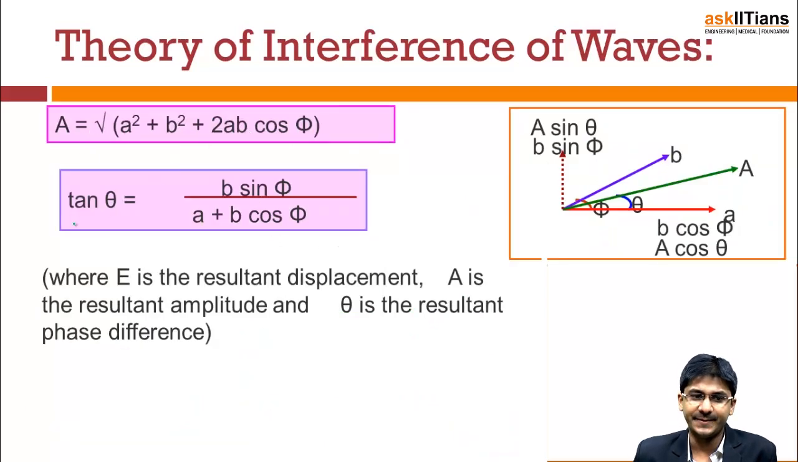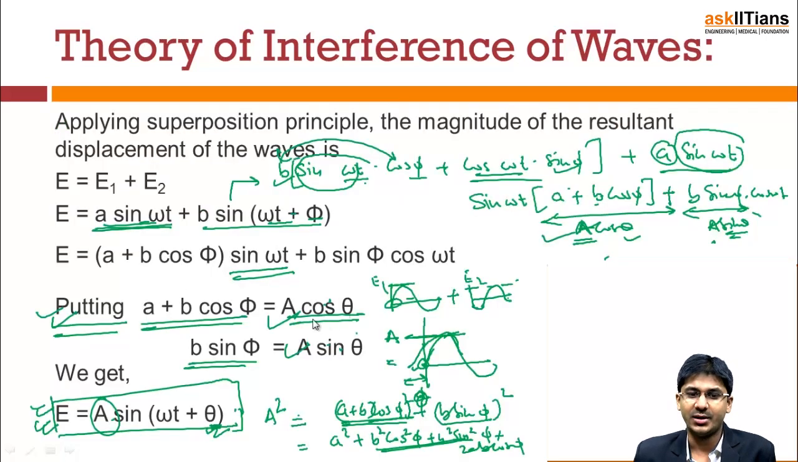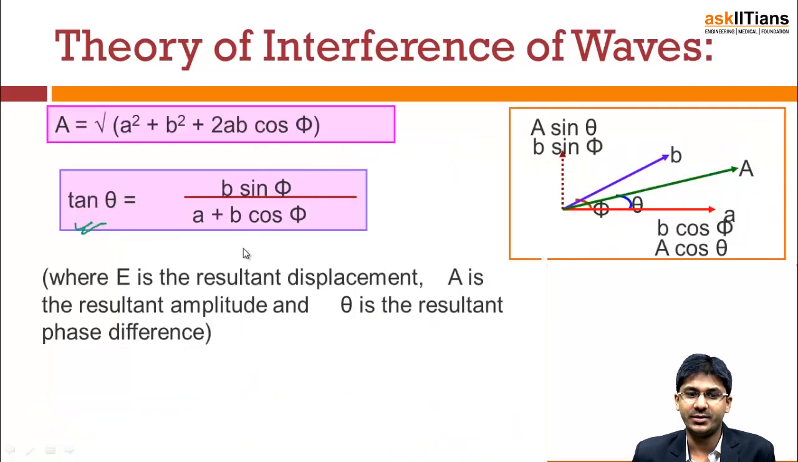And what would be theta? Theta would be B sin phi by A plus B cos phi. It's very easy, you can see here. How to find out theta? Divide A sin theta by A cos theta. You will have B sin phi in the numerator, A plus B cos phi in the denominator. So we got the value. This is A, this is tan theta. This is what the resultant electric field will look like when the two waves interfere.